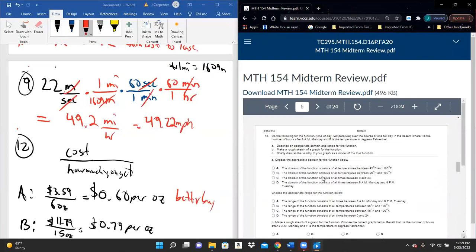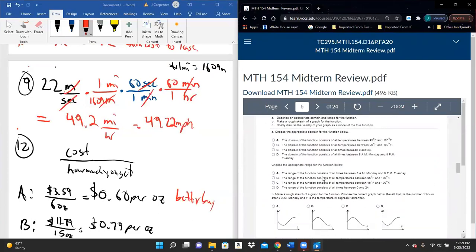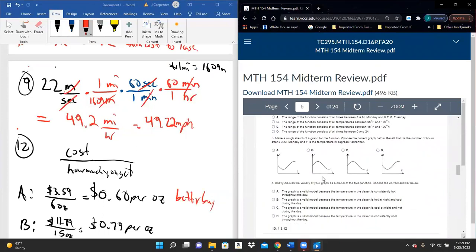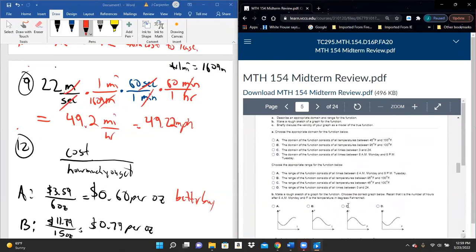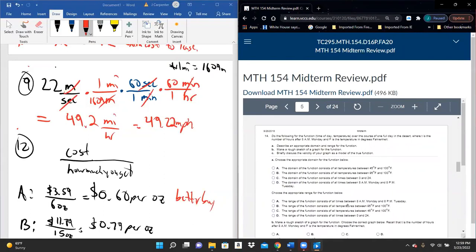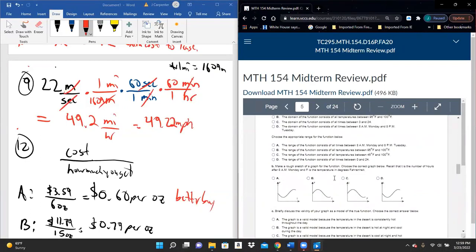14 is a really interesting one, just FYI. And I say it's really interesting because trying to predict the graph that represents temperature throughout the day, you've got to think about when is it cooler and when is it warmer. And we're going to think about it in terms of, they say, the desert. So we're not necessarily thinking about our area. We're in a desert, which deserts swing temperatures pretty wildly. But like our area, it's cooler in the morning and at night and hotter in the daytime.